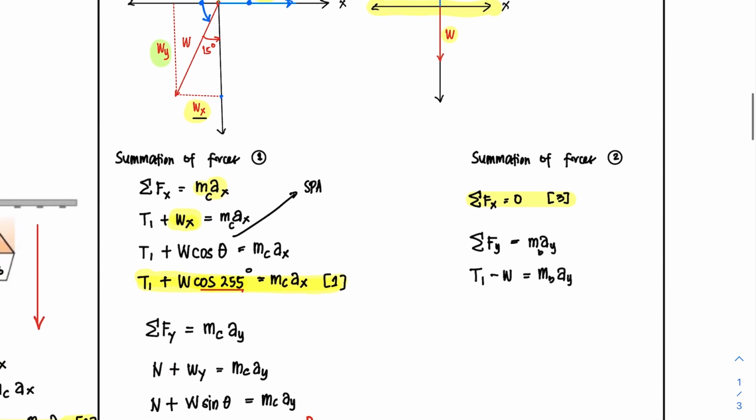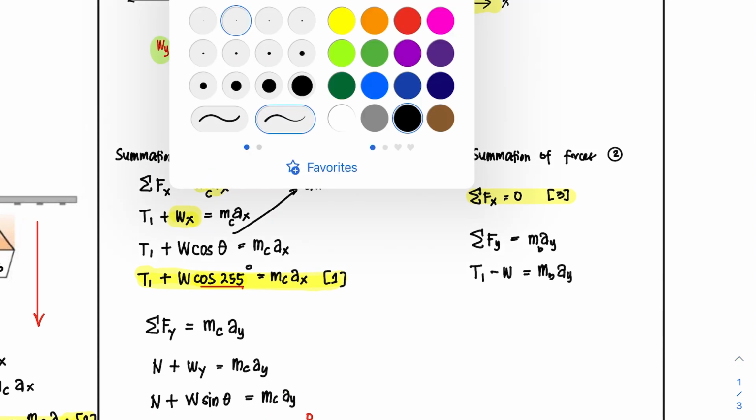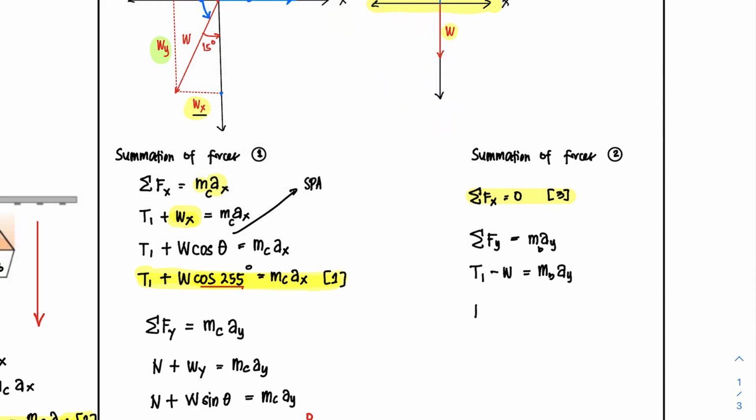Okay, I am hoping that you are seeing that. Now, I'm just going to break down your weight. So I have T1 minus mass of the bucket multiplied by the acceleration due to gravity is equal to mb acceleration along y. So this is now your equation 3.